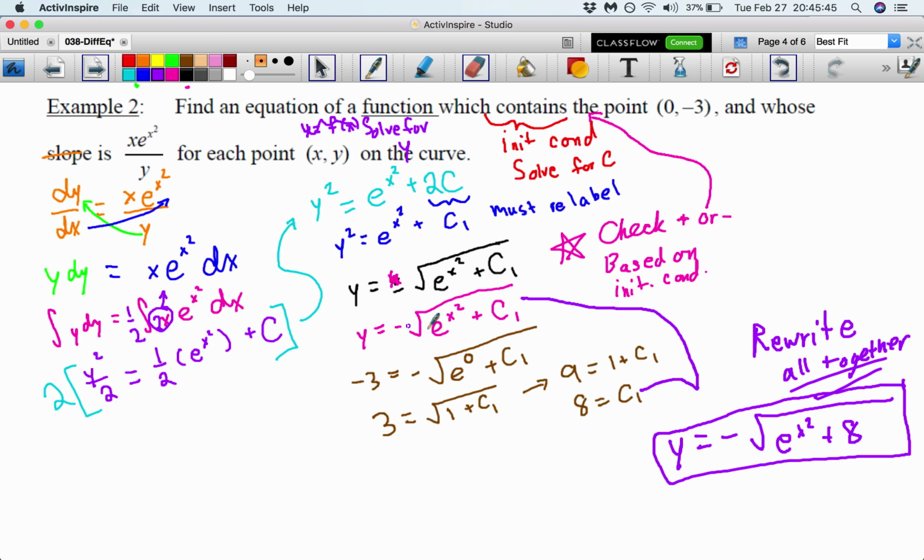Why was it the negative square root? Because we wanted to hit this negative y value. Capiche? Here we go. Next one. Last one.